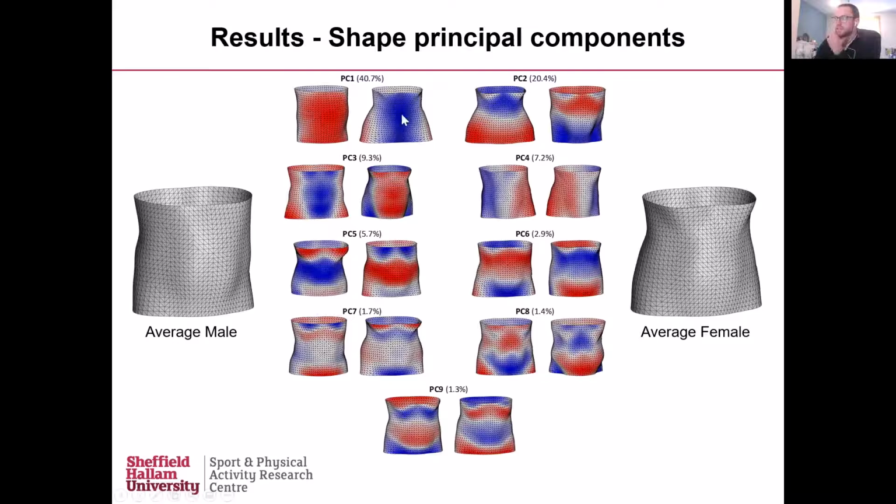But you can see just from these initial visuals that we were able to see lots of these shape variations seem to be differentiating between males and females, but we've got asymmetrical variations on the anterior and posterior aspects of the torso. But all of these are scale invariant variations as well.